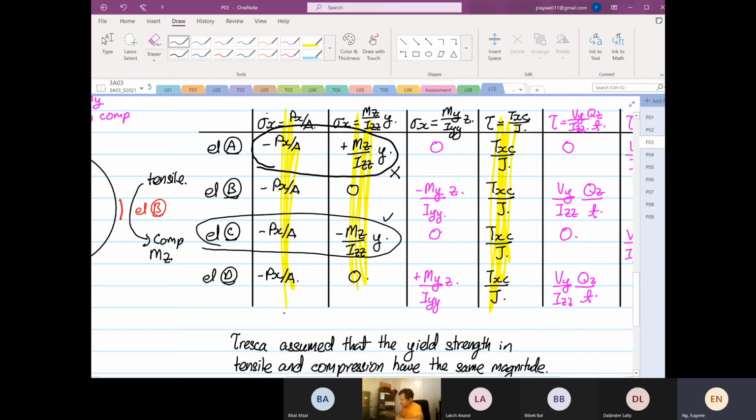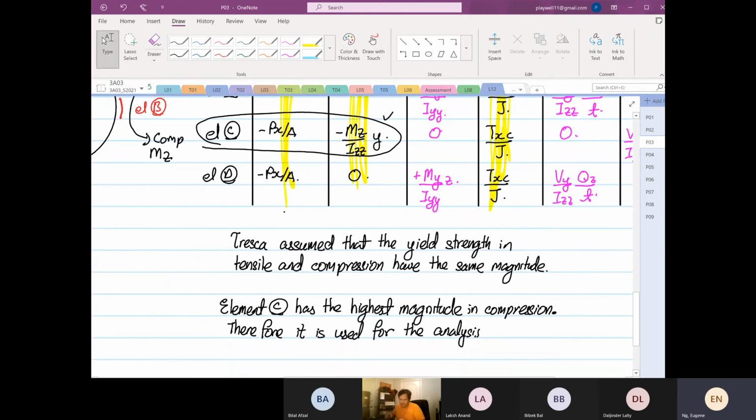We cannot use this value because no doubt the bending moment is in tension, but the axial load is in compression. Are we all clear? You have to get this really clear. If you don't get this clear, you will say, I can still use element A because I only know the tensile stress. True, but again, Tresca assumed that the yield in tension and compression are the same. So you will select element C.